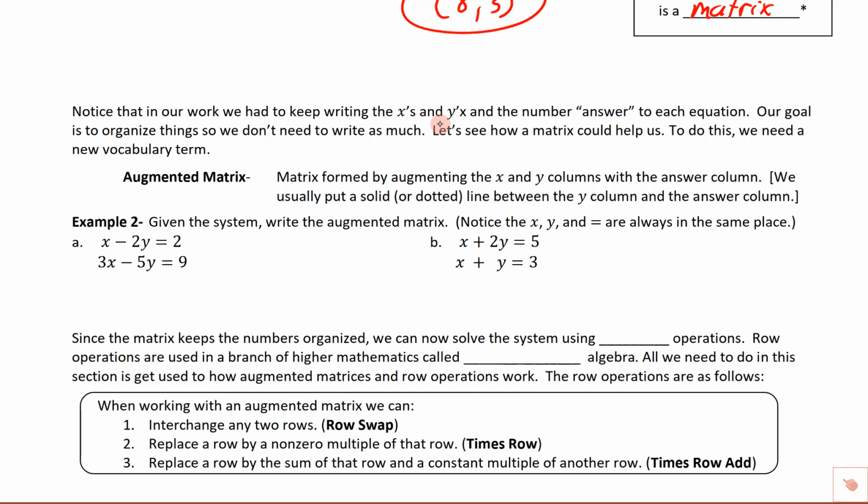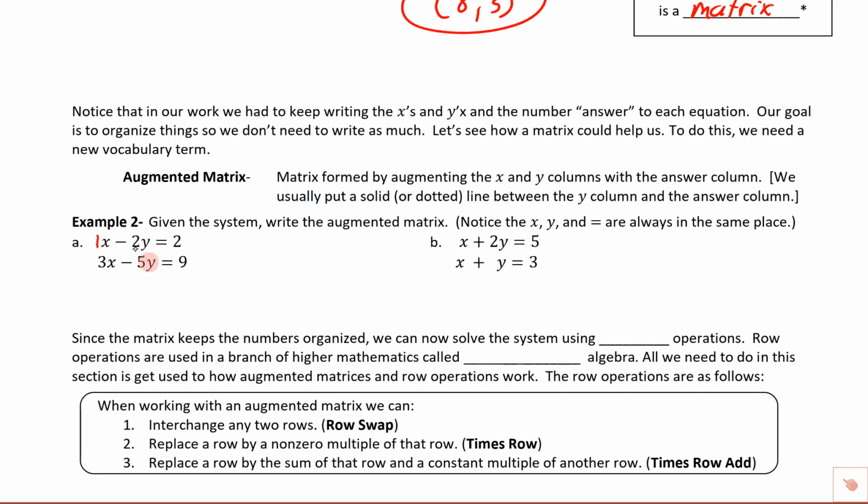So here's what an augmented matrix is. It's a matrix formed by augmenting the x column and the y column with the answer column. We usually put a solid or dotted line between the y column and the answer column. So here's how it works. We're not going to solve anything here. All we're going to do is just write down an augmented matrix.